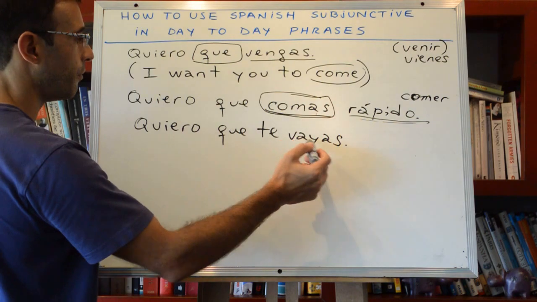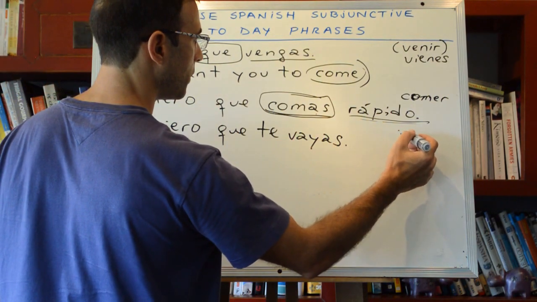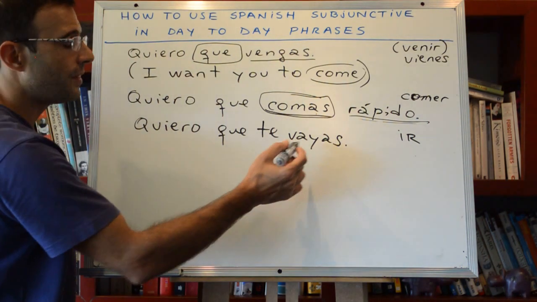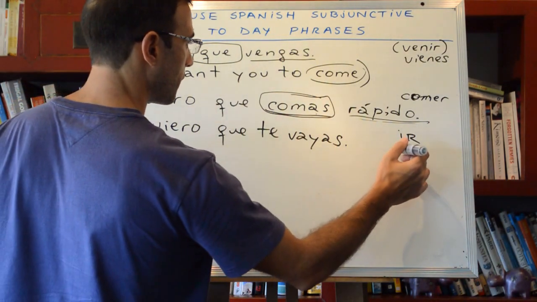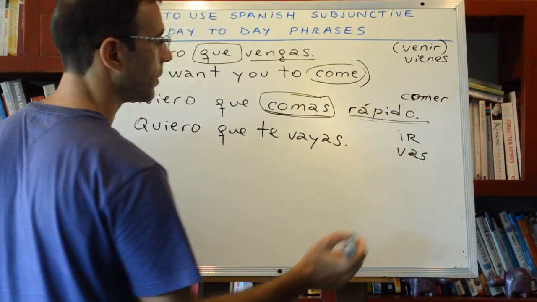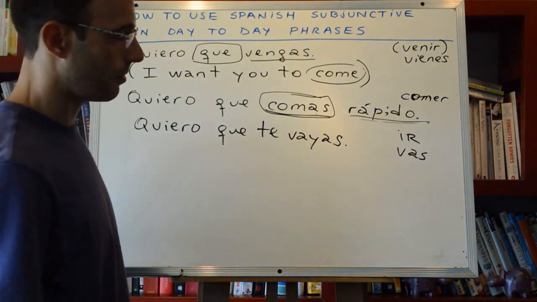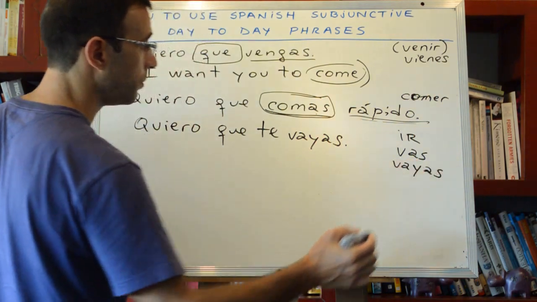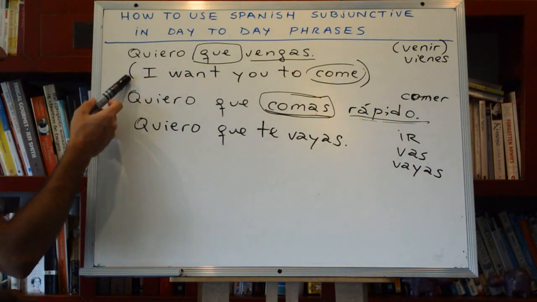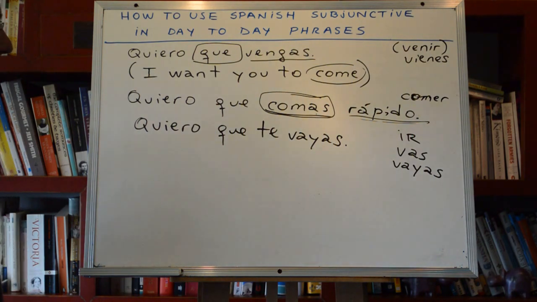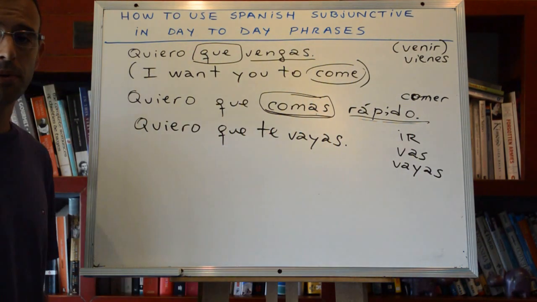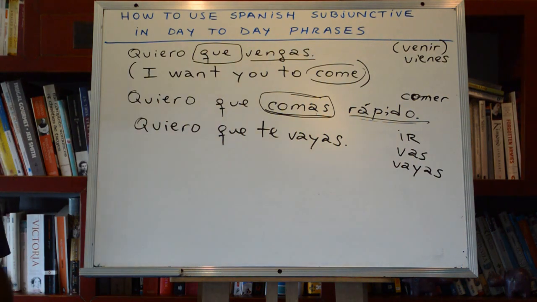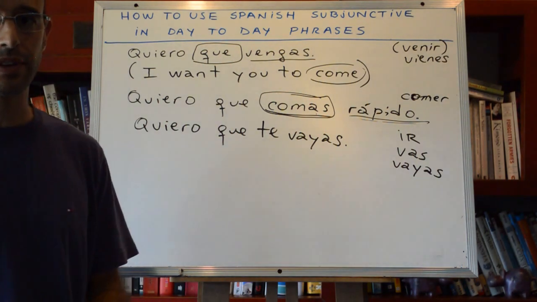The word vayas is the verb ir in the subjunctive mood, right? The present tense of the indicative mood would be vas. This is present of the indicative. And vayas is present of the subjunctive. You see how different it is? And these are everyday sentences, right? So for you to see and understand how important it is to learn how to use or when to use the subjunctive mood in Spanish, at least the present tense of the subjunctive.